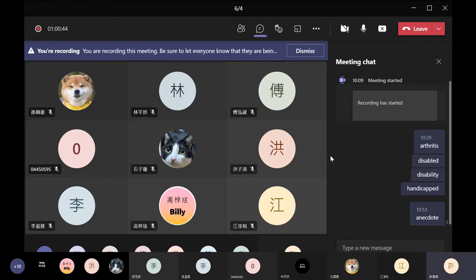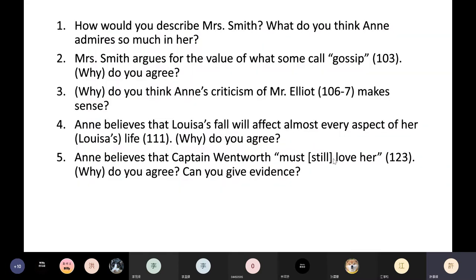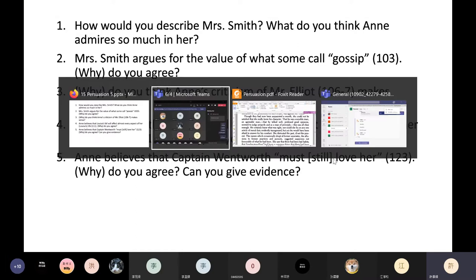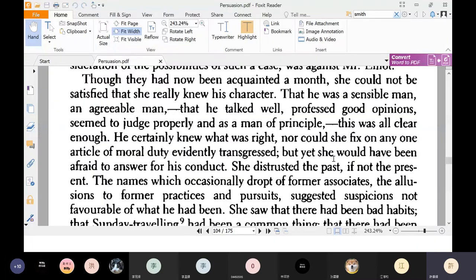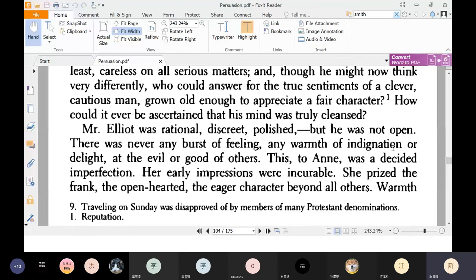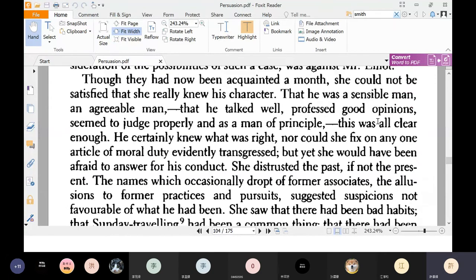Okay, we're back. Let's take a look at that question. Do you think Anne's criticism of Mr. Elliot makes sense? Why or why not? So, what is her criticism? This is near the bottom of page 106.